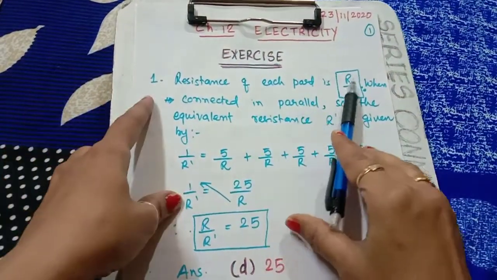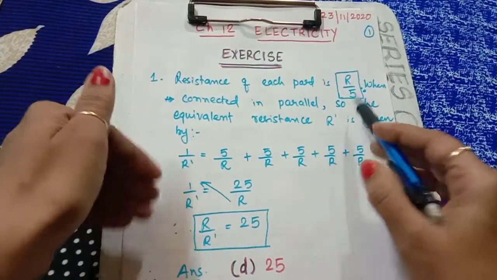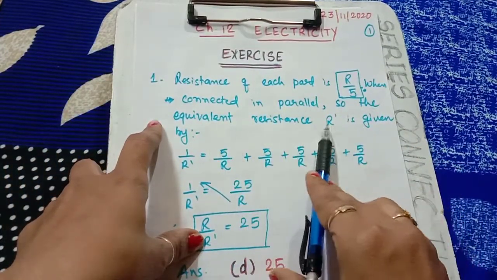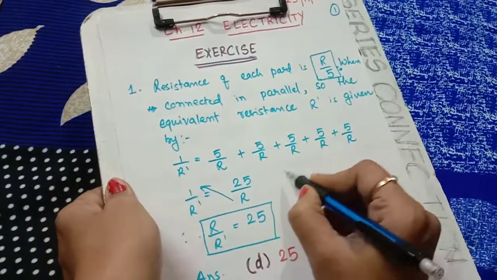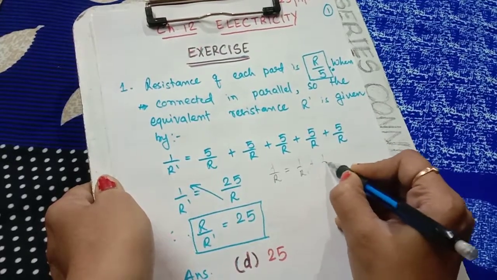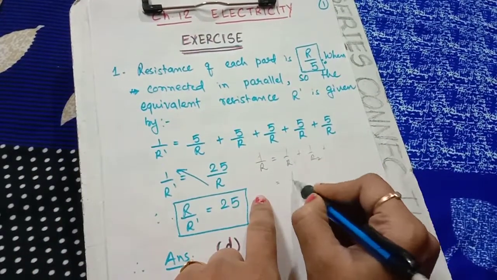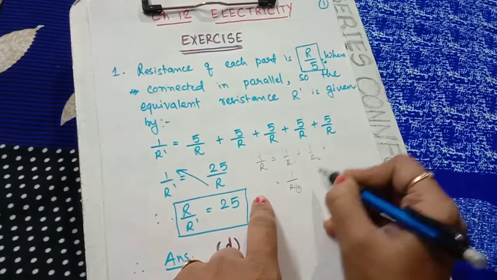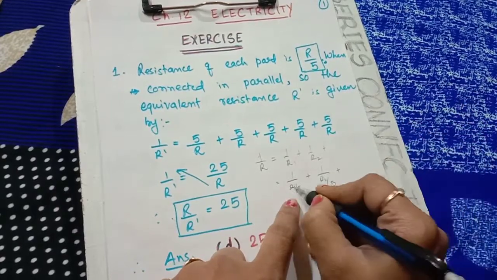Resistance of each part is R by 5, because one wire is cut into 5. R by 5 when connected in parallel, the equivalent resistance R prime is given by 1 by R prime equals 5 by R. Why is it so? I'll show you. Already you have this: 1 by R is equal to 1 by R1 plus 1 by R2 and so on. Now this R1 means R by 5, R2 is R by 5.